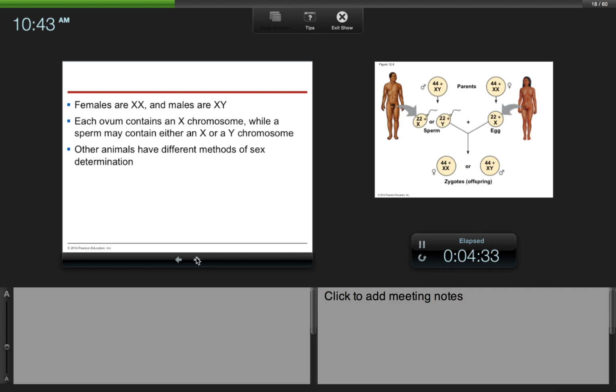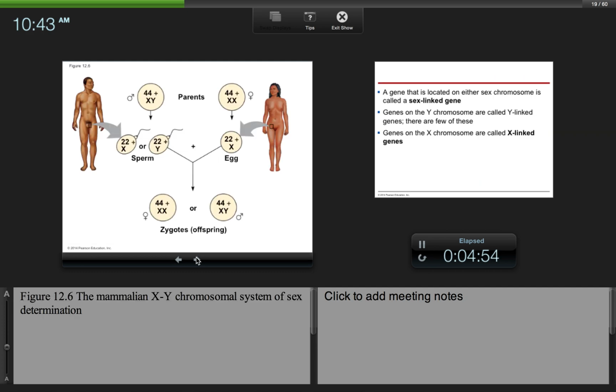Each female egg or ovum contains an X chromosome, while a sperm may either contain an X or a Y chromosome. So it is the male that will determine the sex of the offspring, because he is the only one that can give a Y chromosome to his offspring, or the zygote. Other animals have different methods of sex determination.